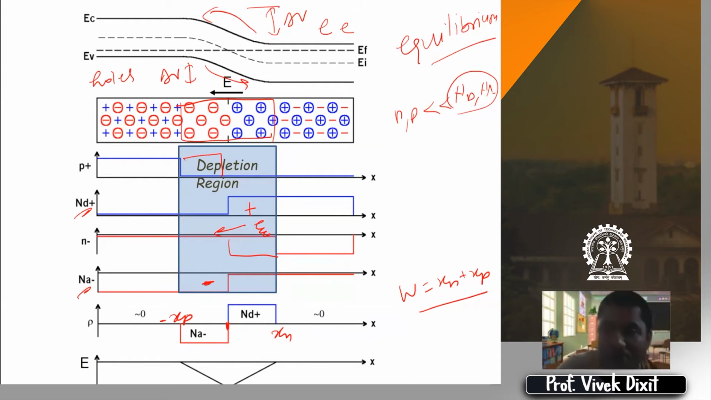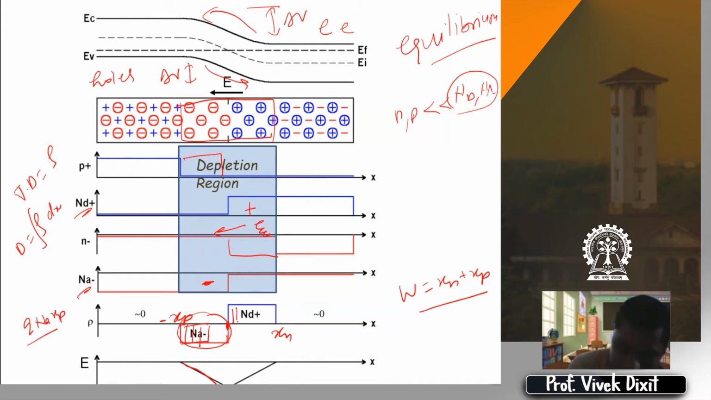And if you recall Gauss law, what is Gauss law? Del dot D is equal to rho, right? So if you take the integral form, D is equal to integral rho dx, right? So if you integrate here, it's a constant charge, right? So as you go along, it's a constant charge, so the integral will be linear, so you will get a linear field here. Now at this point, this charge is maximum, it is q NA times Xp, right? After that, charges are decreasing, again linearly, so the field starts to decrease, right? So there is a maximum electric field at the metallurgical junction.